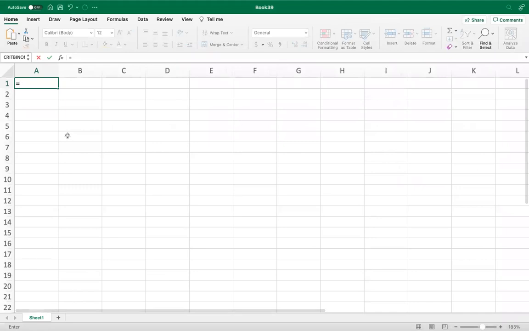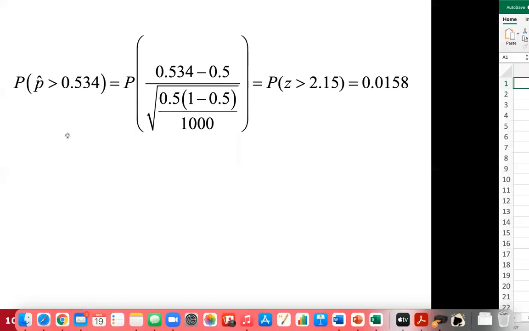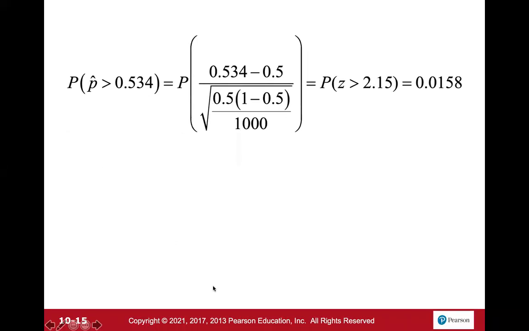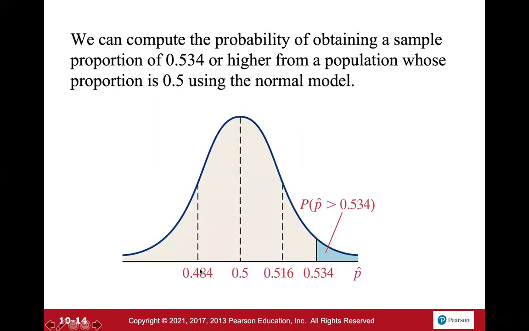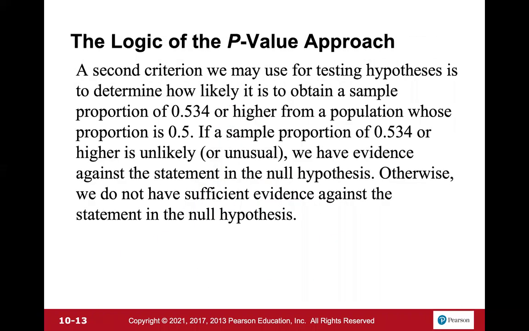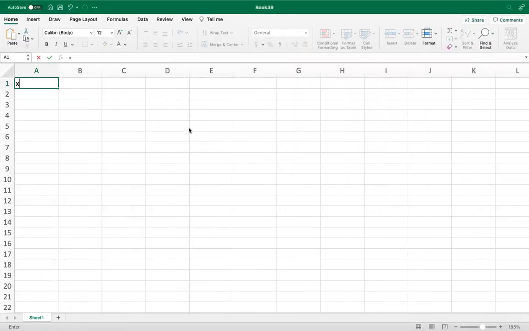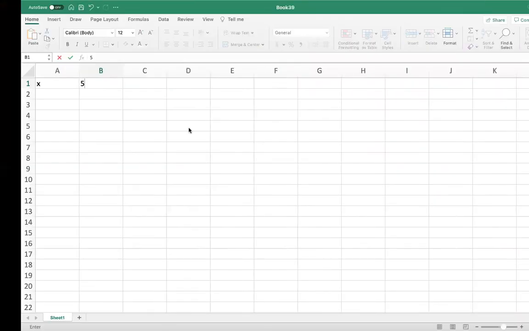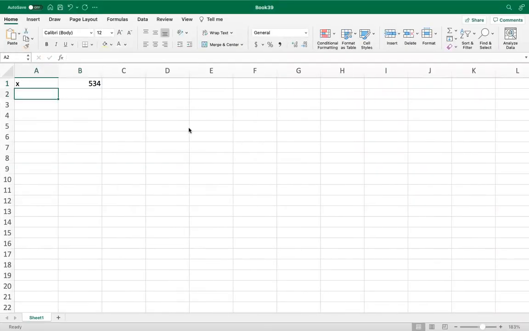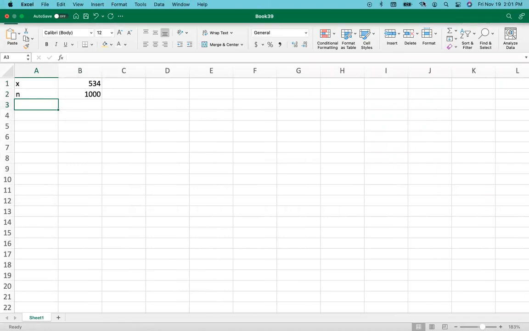So here, actually, let's start from the beginning with this problem. All right, so we have x, 534, and in this case n was 1,000. And we have p hat.